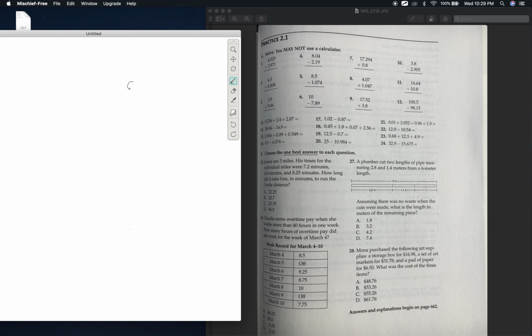So we're doing 18, by the way. And we have to put these in columns. So 0.45. 1.8. Okay, always line up the decimal points. 1.8. Even if there are not enough digits to have the same place as other numbers.